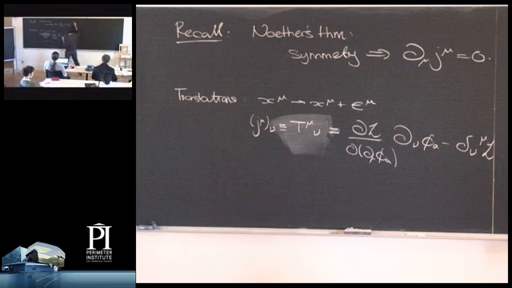Okay, let me give some more examples. The examples I'm going to talk about now are called internal symmetries, or they're sometimes called global symmetries. The word global here is to distinguish them from gauge symmetries, which we'll come across later in the course.